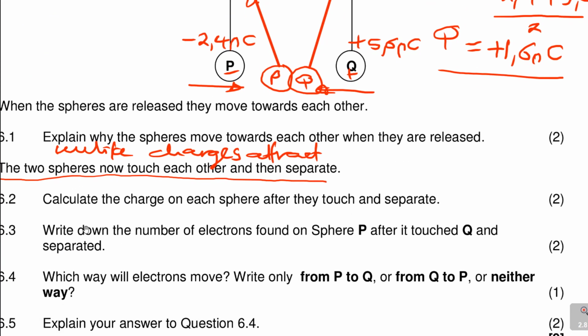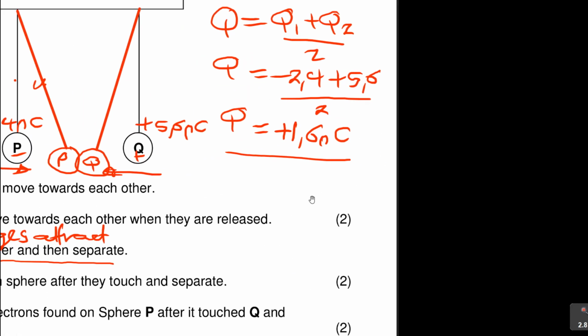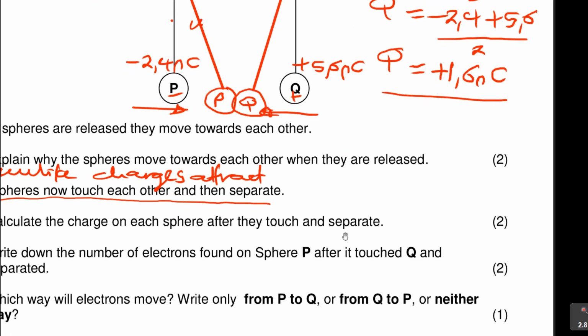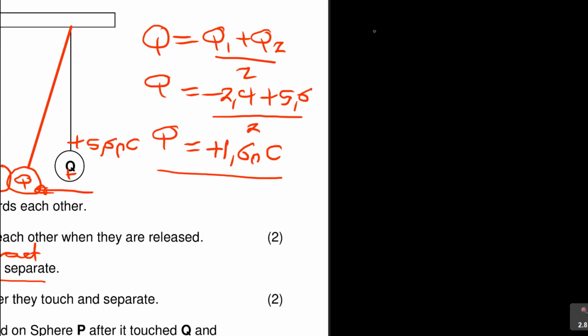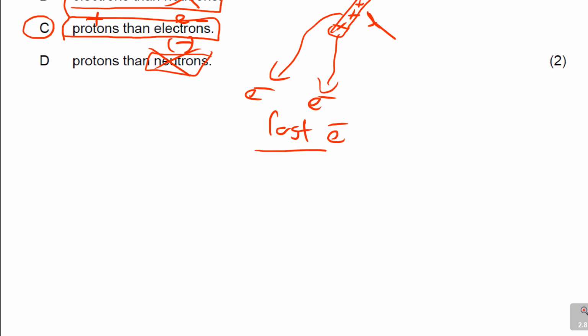So after they've separated, write down the number of electrons found on sphere P after it had touched Q. So now, very important question. Now they are saying we want to know the number of electrons on sphere P. Remember the charge on sphere P, QP, we just calculated it, is positive 1,6 nanocoulombs. From now you need to convert it, which is positive 1,6 times 10 to the power negative 9 coulombs.